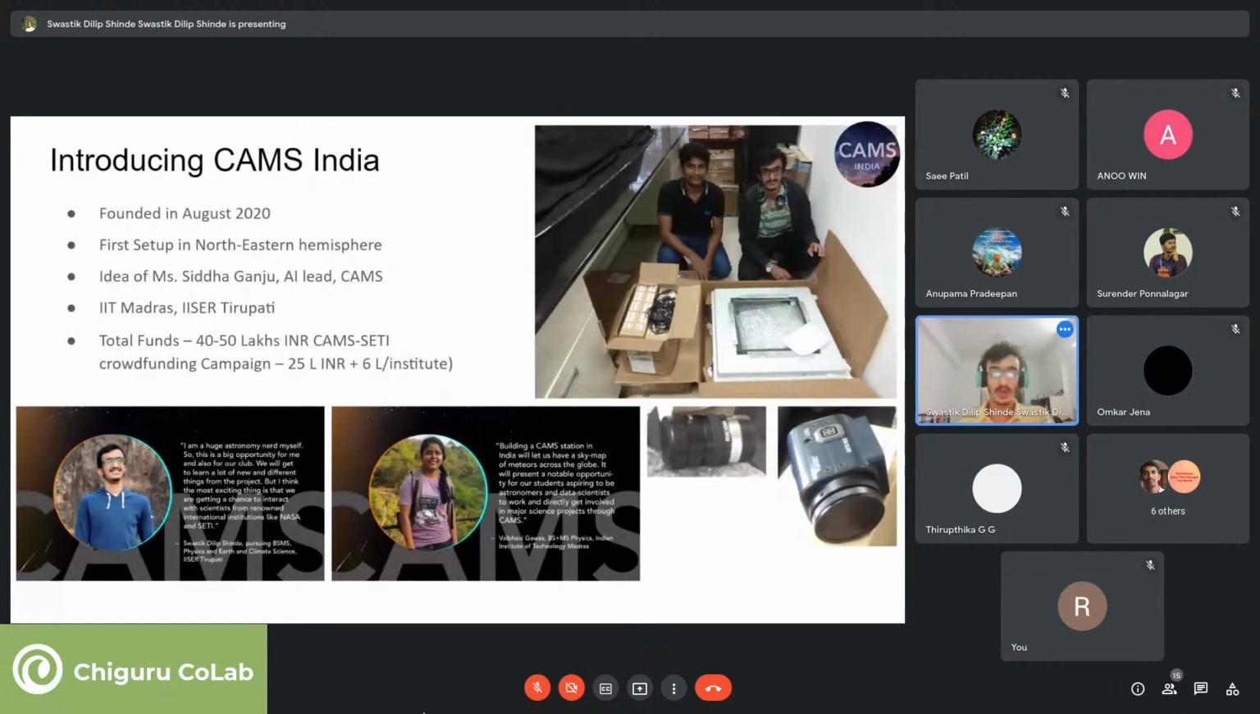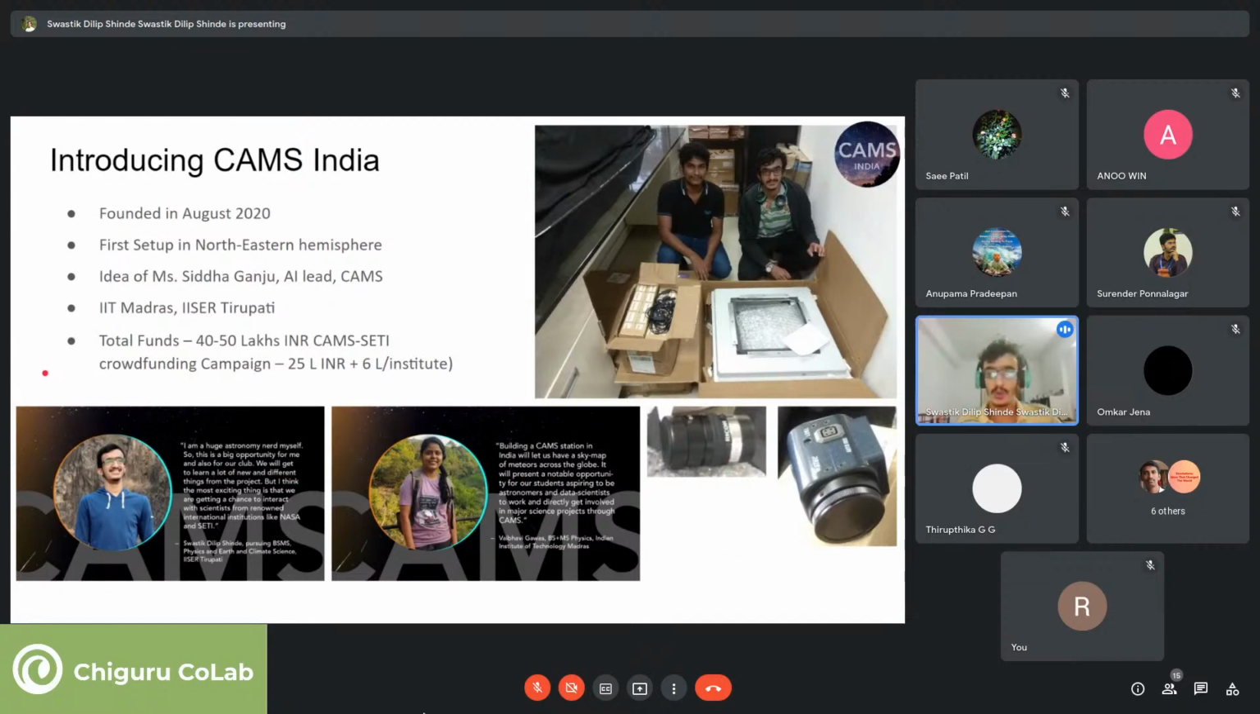Using all this amount, we have purchased the instruments which we need, which are a few cameras, video cameras, and the boxes, lenses, and all. So here in this image, you can see all the instruments which we have received at the CAMS at IIT Tirupati.